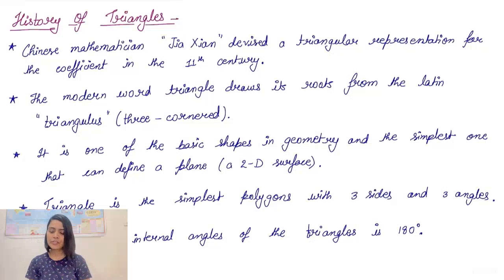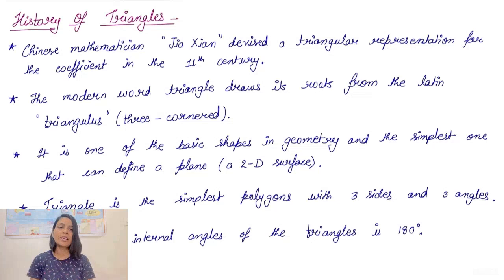Let's start with the history of triangles. First of all, we will discuss the mathematician who first used this symbol. Chinese mathematician Jia Xian used the triangle symbol for the first time in place of a coefficient. So what is a coefficient? A coefficient is a numerical value which we have to use again and again. Instead of writing it again and again, we use a particular symbol or alphabet indicating the particular mathematical value. He used the triangle symbol as a coefficient.